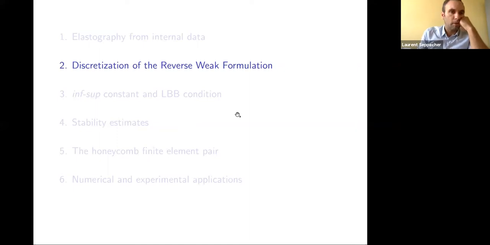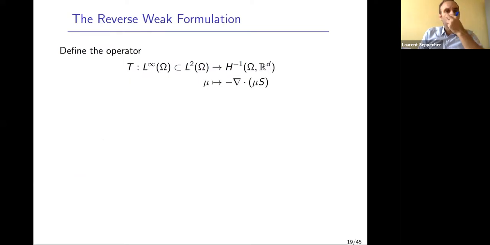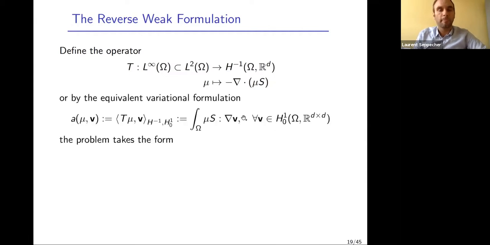So I've been a bit long on my introduction, but don't worry, there are a lot of images, and the rest will be more practical. So the core idea is the reverse weak formulation. We don't know the boundary condition, so we only know this PDE. And so we define the operator of order 1, which takes mu and gives you minus divergence of mu s.